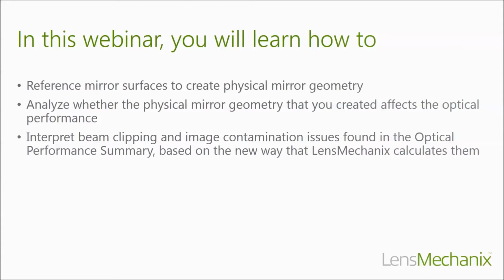And then at the end, we are going to review some of the changes that we have made in the way that LensMechanix calculates beam clipping and image contamination. We've heard some feedback that the way that it was previously being calculated wasn't intuitive for users, and in some cases it wasn't calculating it for the type of system that they were running. So we changed the way that we do that. We'll go over those calculations and those changes.